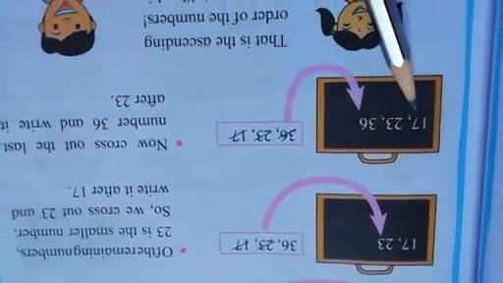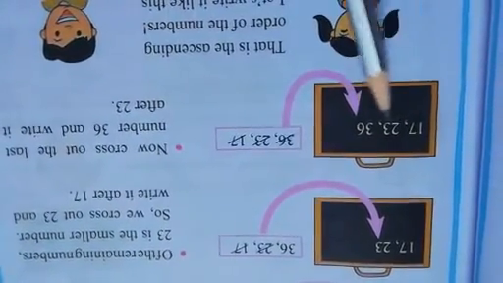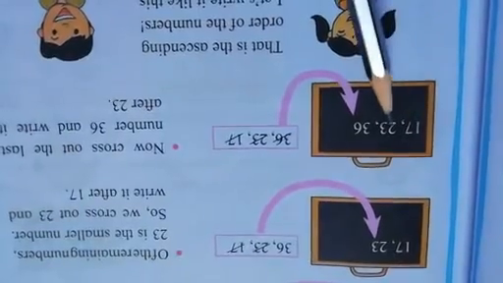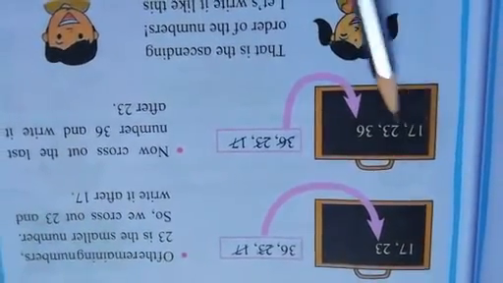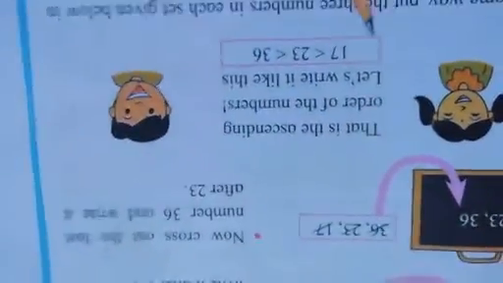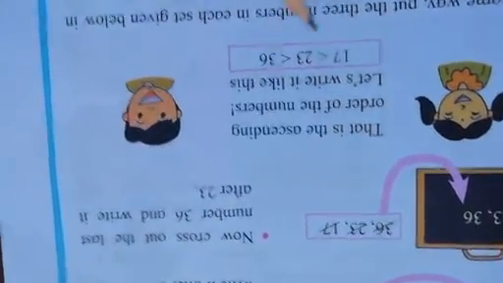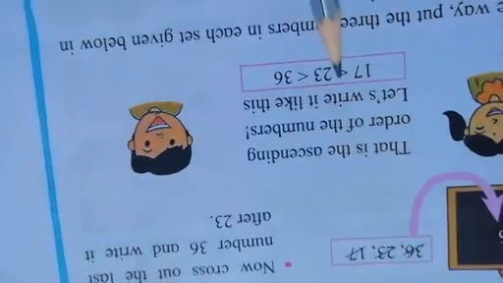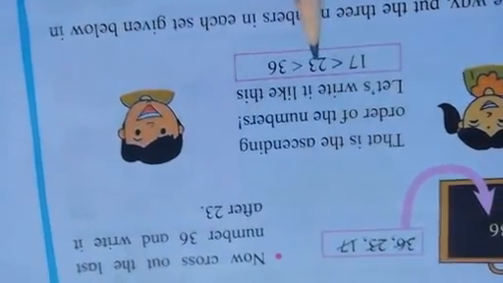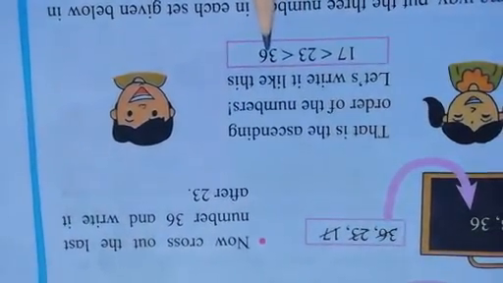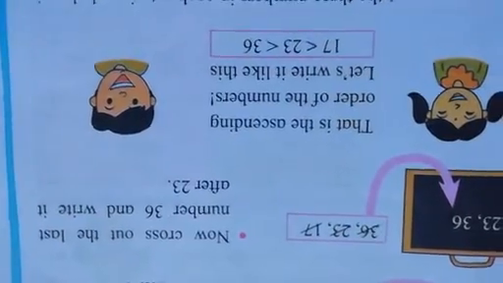So now this is the ascending order of the numbers. First is 17, 23 and 36, means छोटे से बड़ा number लिख रहे हैं हम यहाँ पे. Okay, so let us write it like this. See, 17 less than, by using this sign, 17 less than 23, 23 less than 36. So we have used this sign here.